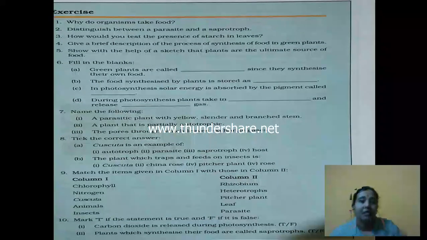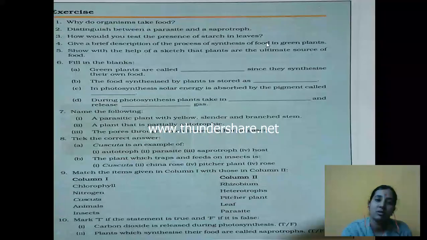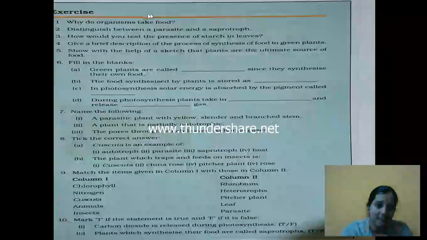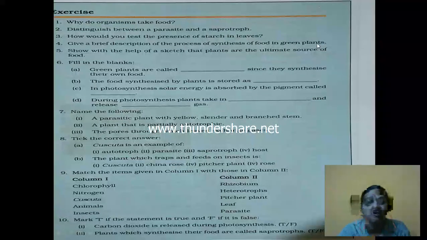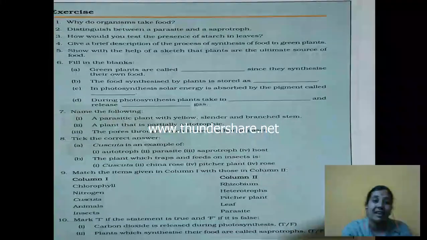Okay, now next, how would you test the presence of starch in leaves? How will you test it? Best is the iodine test, right? Yeah. Give a brief description of the process of synthesis of food in green plants. That means, as in your homework also I have given, try to explain the process of photosynthesis. The same steps you have to write here.